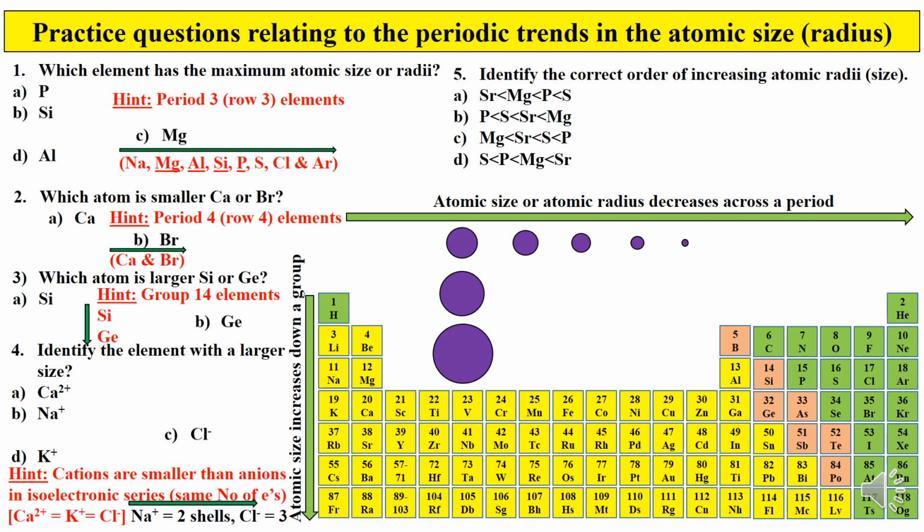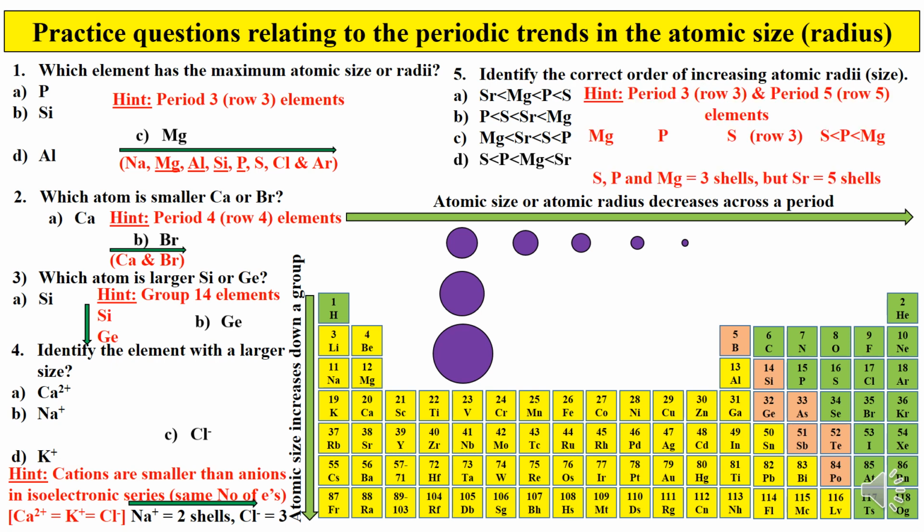Next question, identify the correct order of increasing atomic radii. So here's a mixture of 2 different periods. You've got elements belonging to both period 3 and period 5. Now just group them according to the periods. So first let us take up period 3 elements, magnesium, phosphorus and sulfur, and go by the periodic trend. The size decreases across a period. So this will be the order: sulfur less than phosphorus less than magnesium.